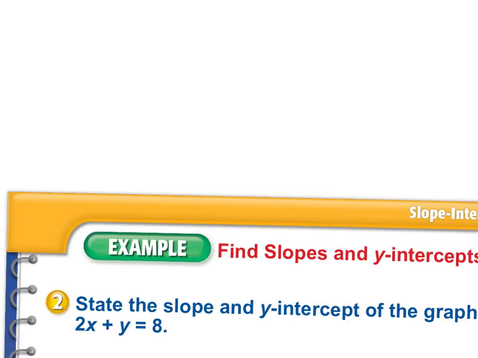So, can you tell me what the slope and y-intercept are right now? You cannot. Why can you not tell me right now? It's not in slope-intercept form. Remember, to be in slope-intercept form, it has to be in the form y equals mx plus b. So I'm going to take my equation, which is 2x plus y equals 8, and put this in slope-intercept form.